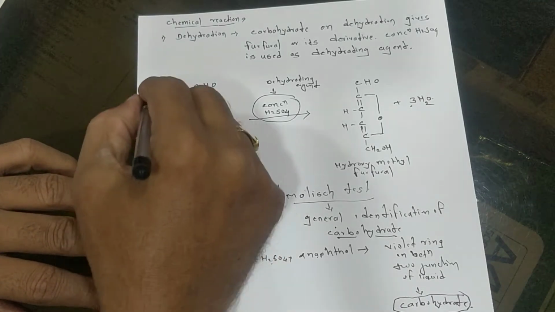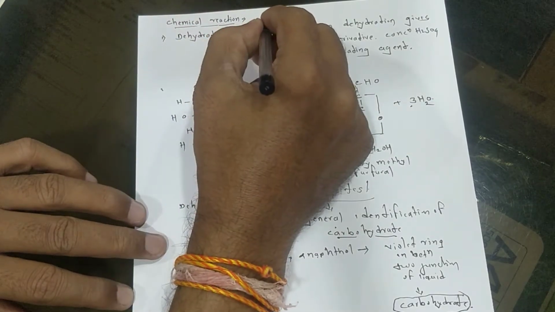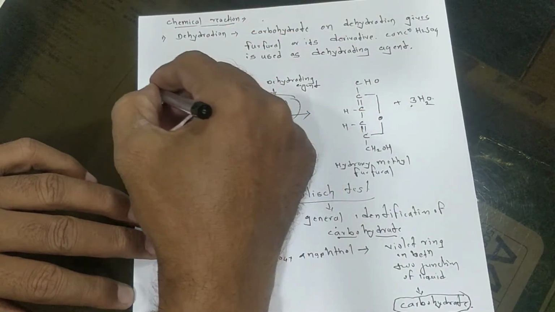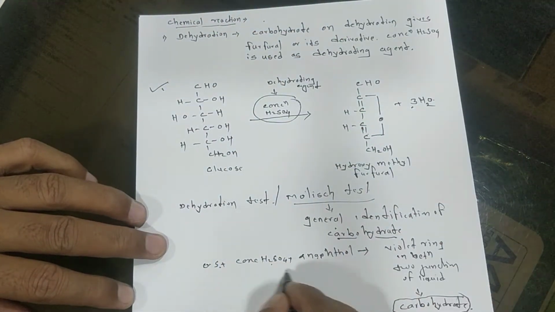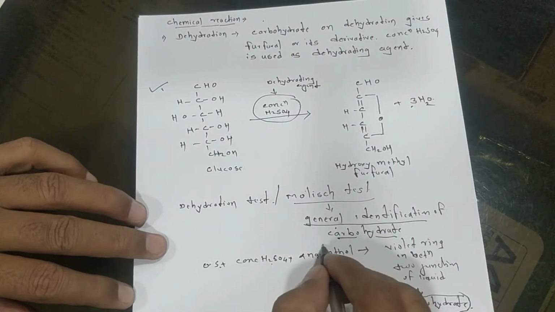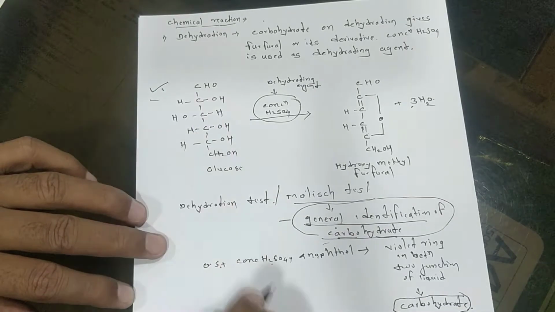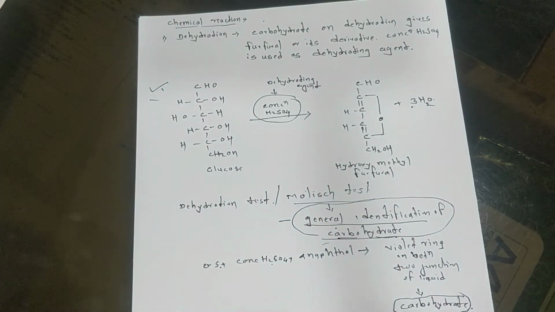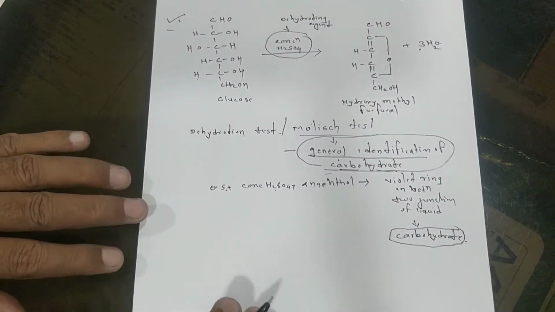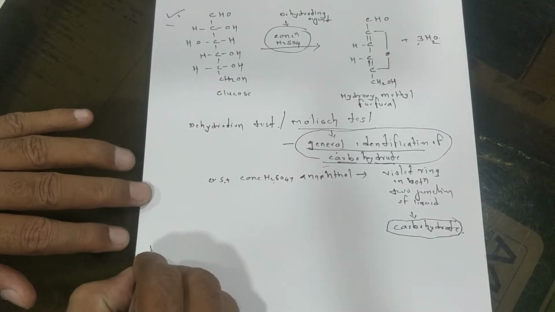You understand? This reaction is a question asked: write down and explain the Molisch test. Reaction must, and their importance must. These have 1 mark. These have 1 mark. Marks are distributed like that. The next is the reduction.